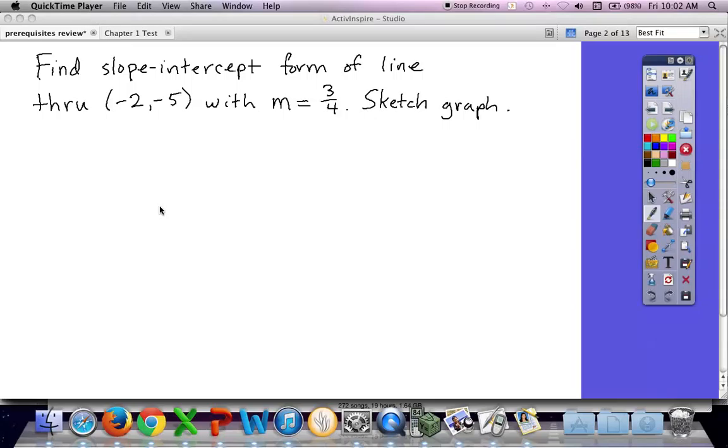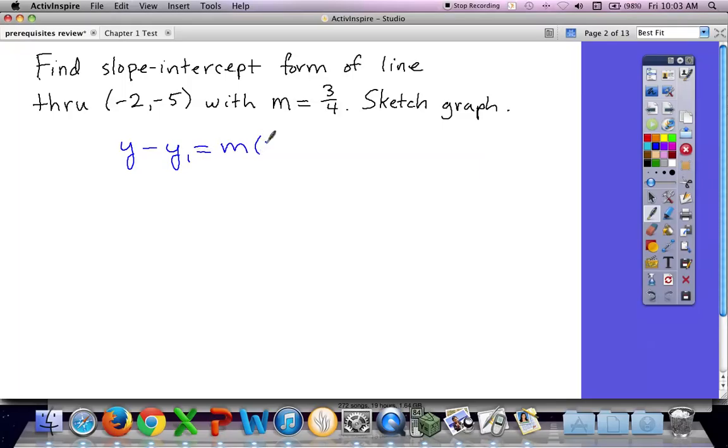Okay, find the slope-intercept form of a line that goes through a certain point and has a certain slope. Do you remember what was the form of a line we used when we know one point and the slope? Point slope. Right, it's in the name, point slope. Well, more important than knowing the name is, what is it? What's that form? y minus y1 equals m(x minus x1).